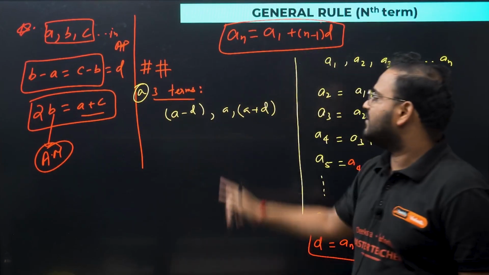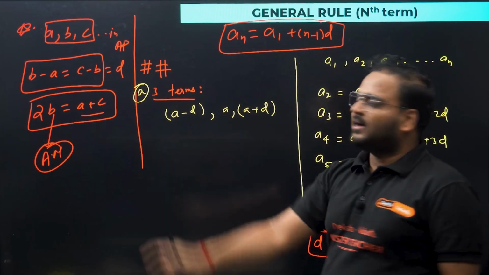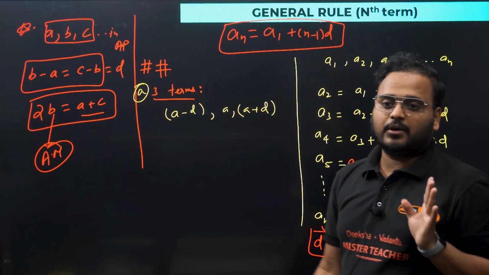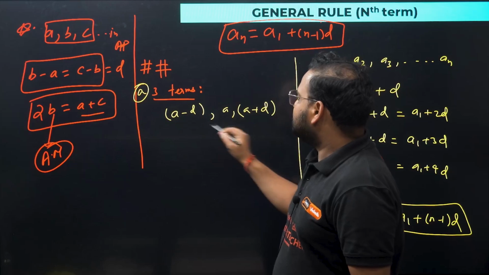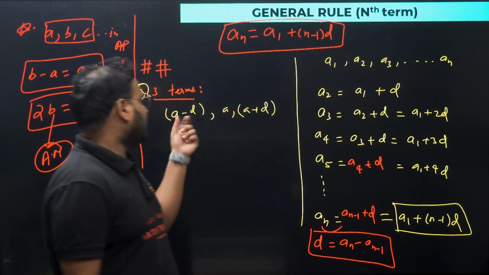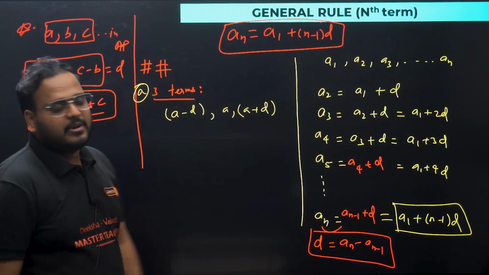3 terms in AP is given by a minus d, a, a plus d. Why? Because if you add all of them, d and d will get cancelled. It will become simply 3a. You'll have only one variable left now. Here the difference is plus d, here also plus d. Cross check: what are you going to add to this to get this? Plus d. Here also plus d. That's the common difference, plus d.